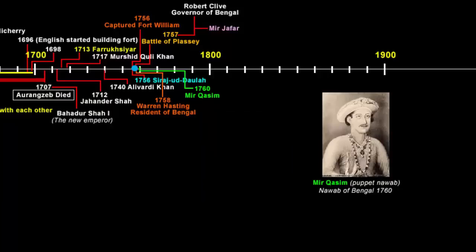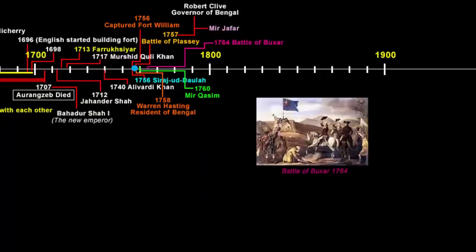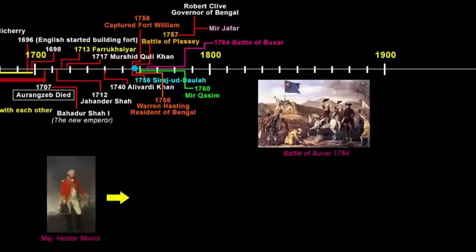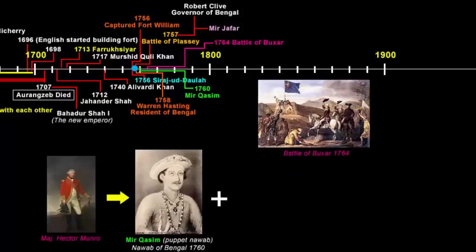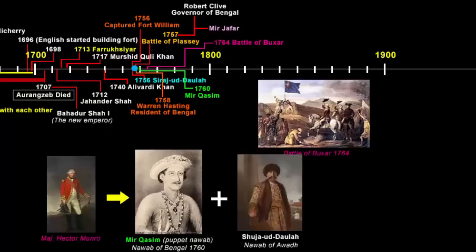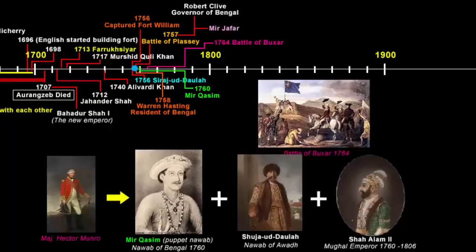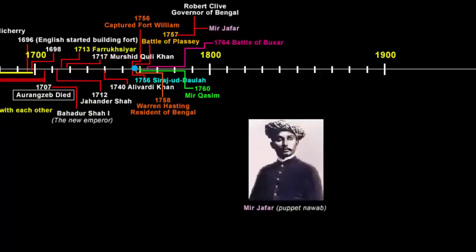As time went by, even Mir Qasim complained. In 1764, the company fought the Battle of Buxar under the command of Major Hector Munro against the combined armies of Mir Qasim, who was the Nawab of Bengal, made by the company, then Shujauddaulah, who was the Nawab of Awadh, and the then Mughal Emperor Shah Alam II. It was the lack of basic coordination among these three allies that led to their defeat in the Battle of Buxar. Mir Qasim fled the battlefield and later committed suicide, and Mir Jafar was reinstalled as the Nawab of Bengal in 1764 by the company. So he was made the Nawab of Bengal twice by the company.